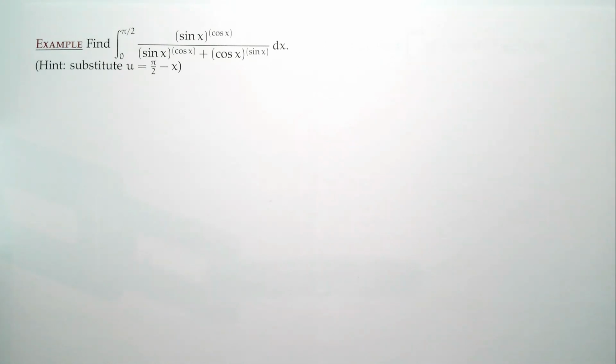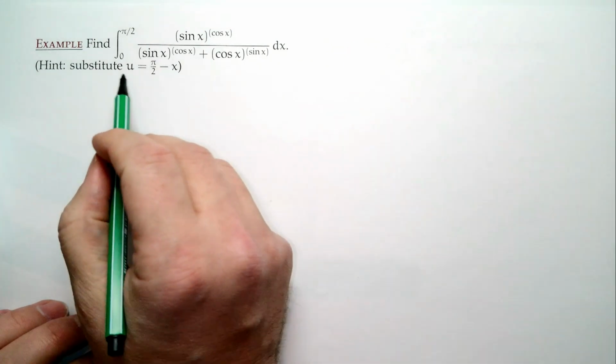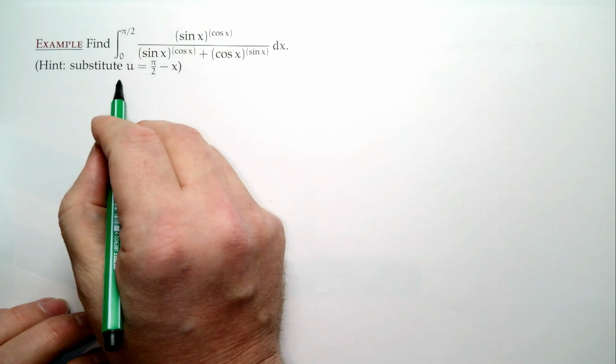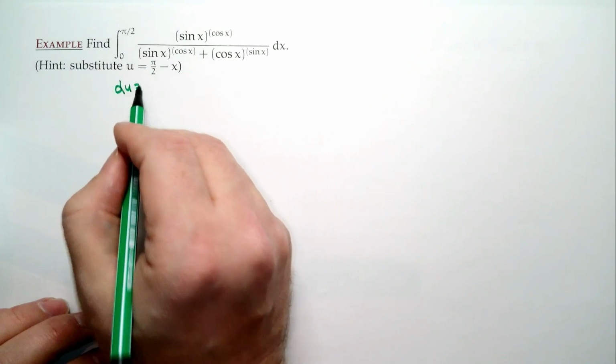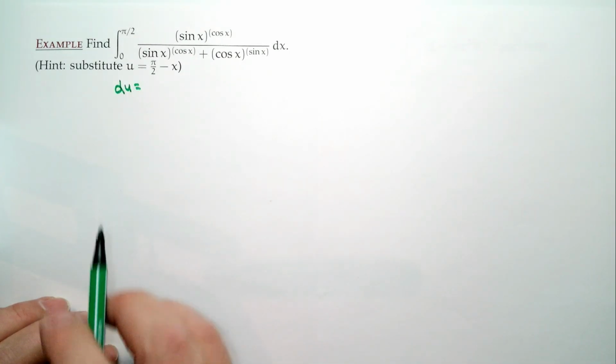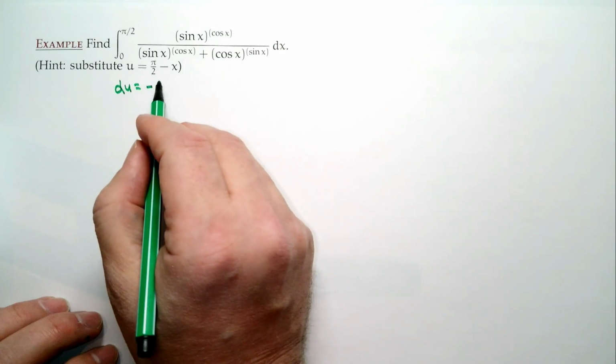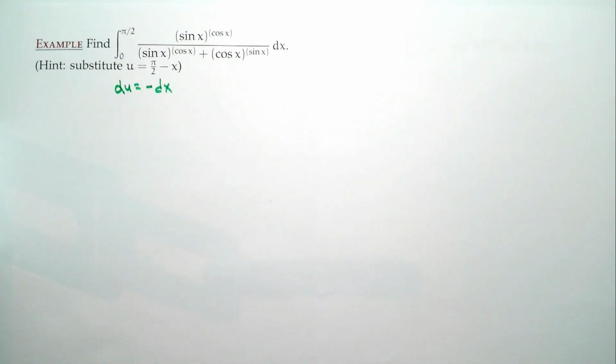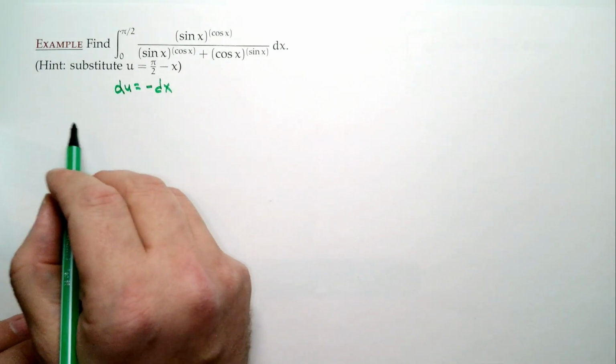So we're trying to find this integral, and it says, let's make a substitution. So we're just going to follow the hint and see where it takes us. So here's the substitution. What would du be? 1. Negative 1 times dx. All right, so that's pretty simple. So this will become the integral.